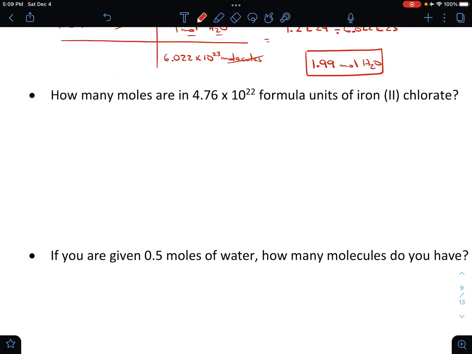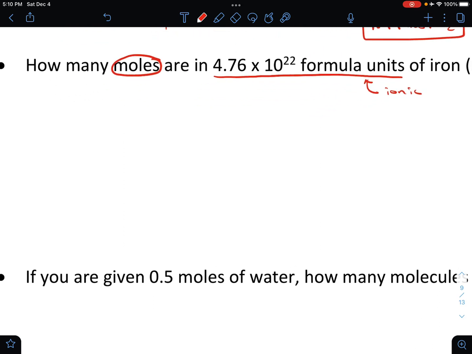This time we are looking for moles again, and we have 4.76 times 10 to the 22nd formula units. So that means we have an ionic compound. This formula unit's ionic compound, which makes sense because it's iron 2 chlorate, right? That Roman numeral. So let's go ahead and plug this in again.